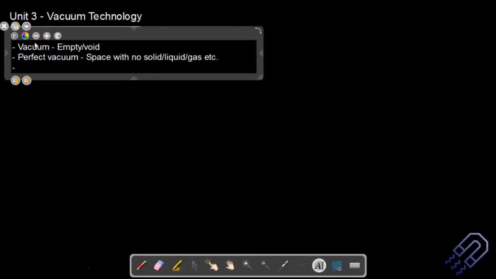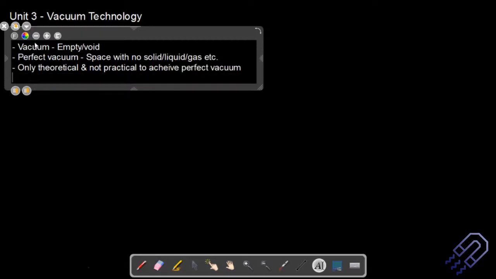So this perfect vacuum is more or less theoretical. It's not that you will be able to achieve a perfect vacuum very easily. We can go to a very high vacuum but not a perfect vacuum. It's only theoretical and not practical to achieve a perfect vacuum. We need to keep these points in mind.